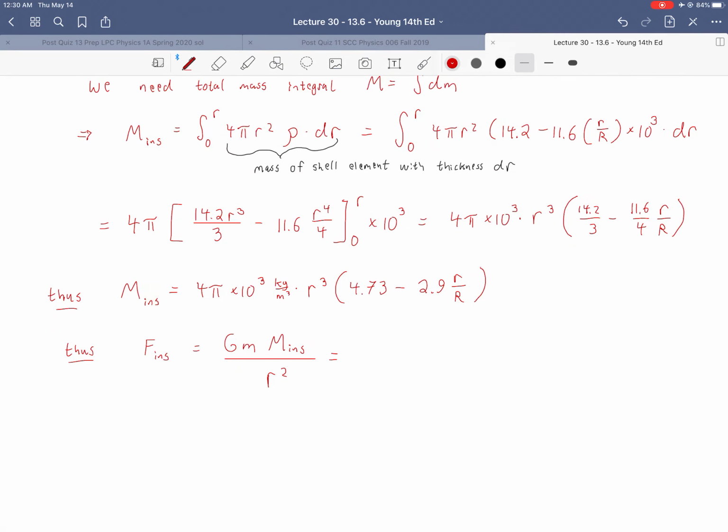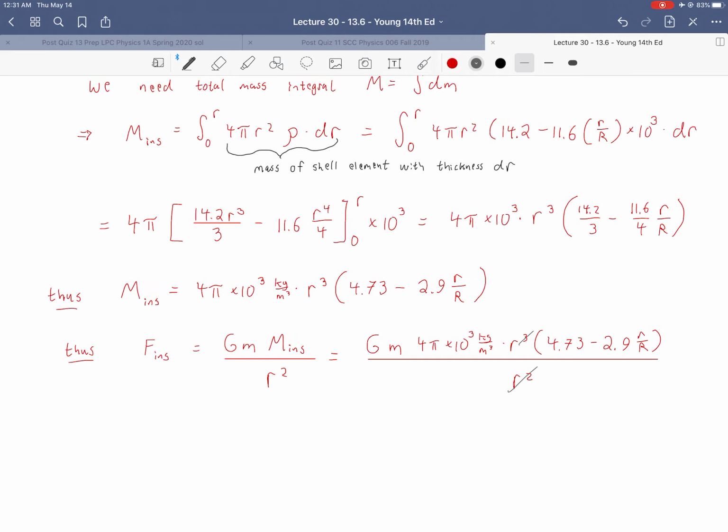So then we can go ahead and plug in. I have big G, little m, and then 4 pi times 10 to the third kilograms per cubic meter times R cubed, times 4.73 minus 2.9 r over r, all over r squared.